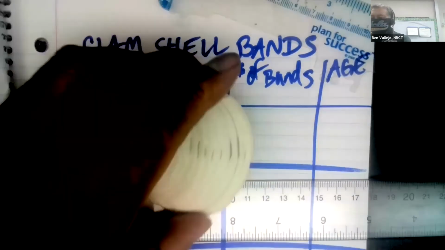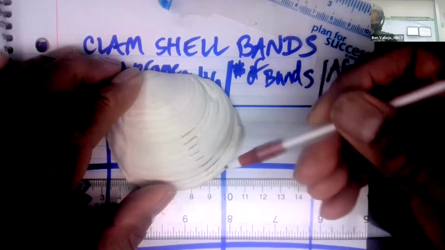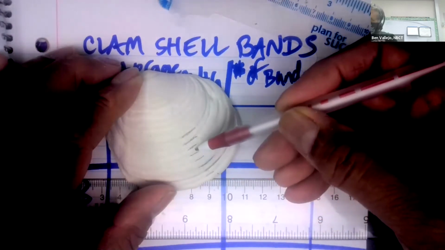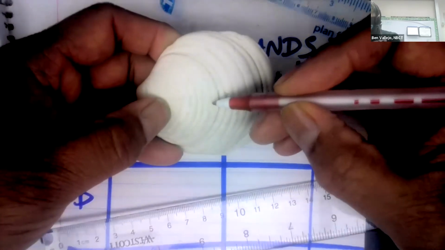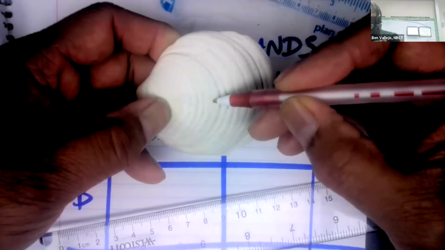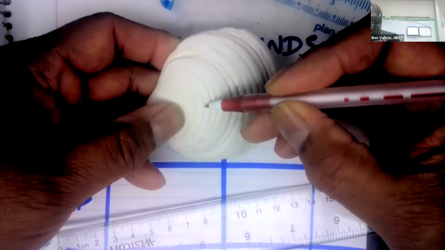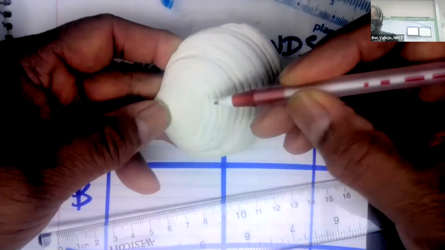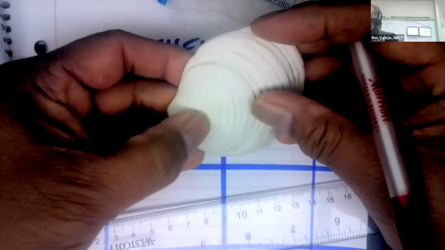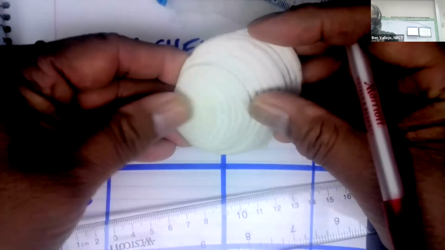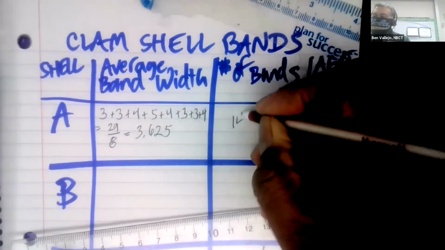But if I keep looking at this same one, 1, 2, 3, 4, 5, 6, 7, 8. You can see there's more bands here. There's a 9th one. Up here it's 10, 11, 12, 13. Then after that, we're going to say that 13 and this whole thing here is the first year. So that's 14. So the total number of bands is 14.